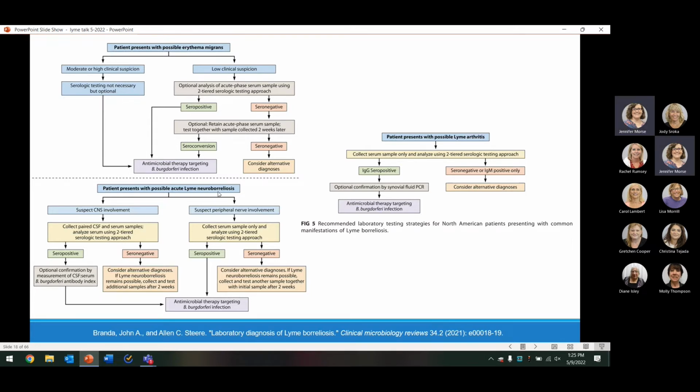This is kind of busy, but this is just a diagnostic flow sheet for someone who has erythema migrans, someone who has symptoms of neurologic Lyme, and someone with symptoms of Lyme arthritis. So it is helpful. It's not so much for us in terms of MDSS, but if you have a provider who has questions, or you have questions, it really does help with making decisions. For example, with erythema migrans, if you have really high suspicion, testing is not necessary. You should just treat.